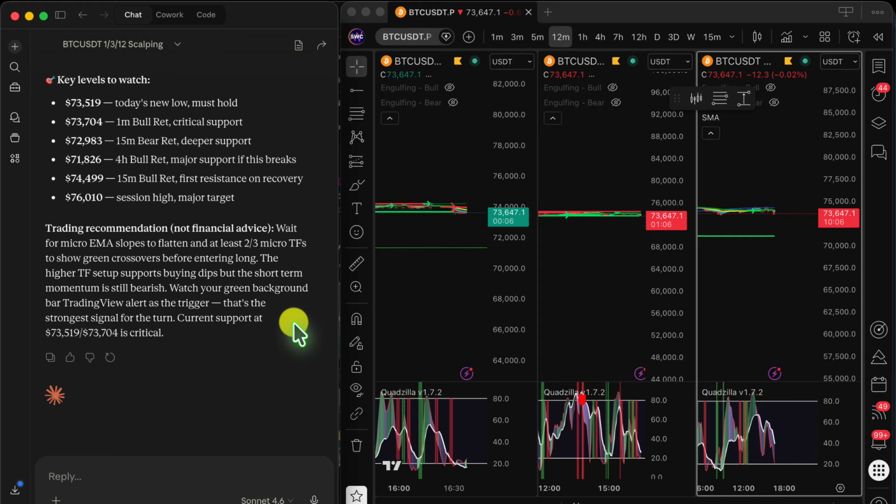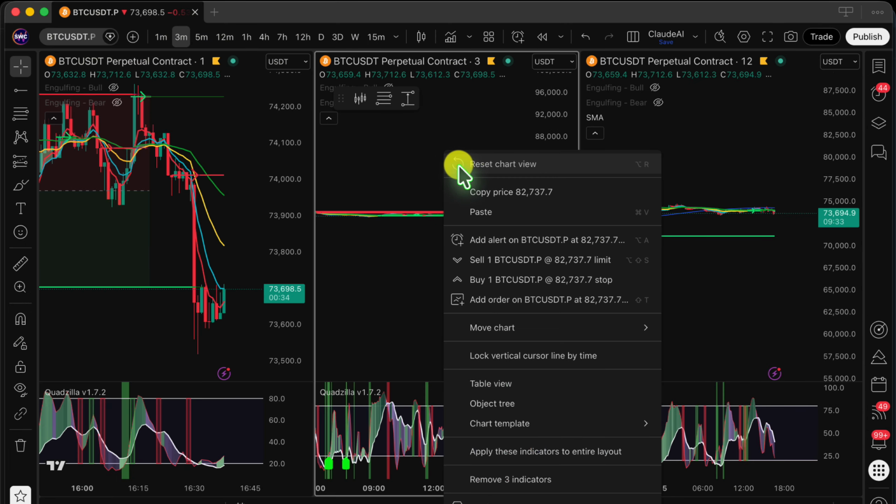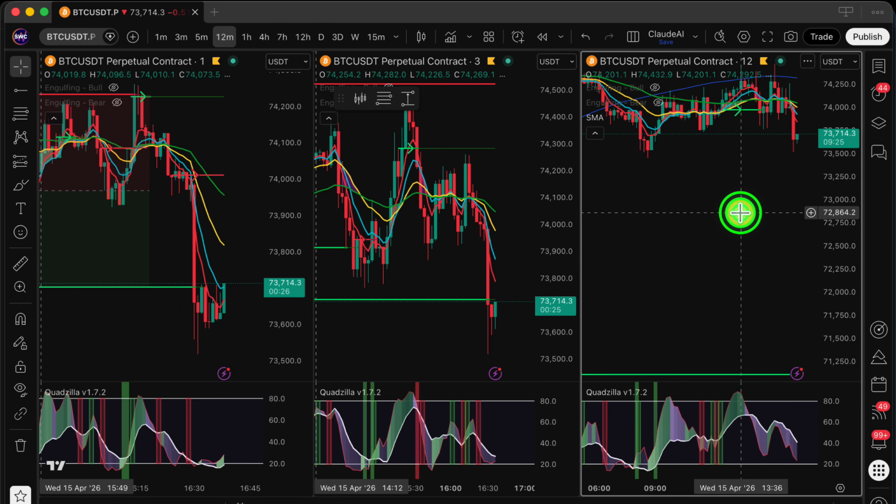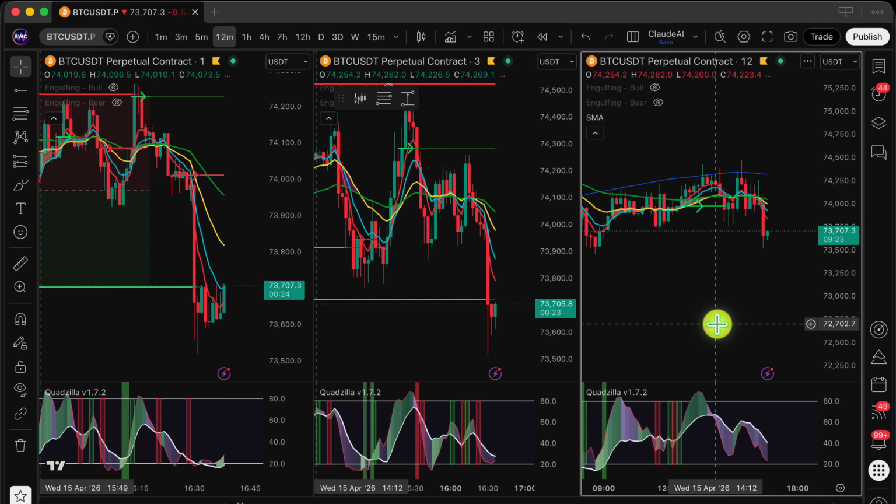Current support at 73,519, 73,704 is critical. Okay, cool. So that's pretty cool, isn't it? How we can do that top-down analysis with Claude AI and Quadzilla.